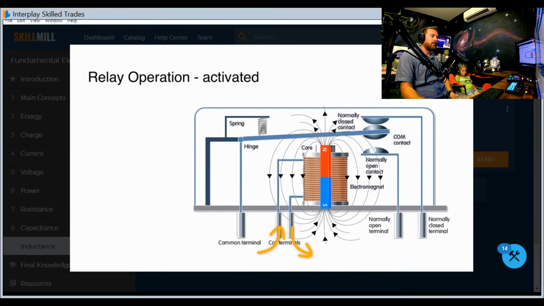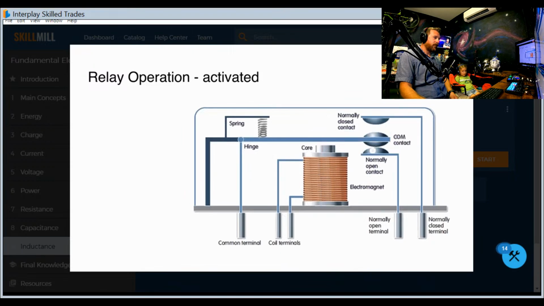But when current is applied to the coil circuit, then the electromagnet is energized. The iron core inside the coil concentrates the magnetic field to have more strength, and the electromagnet pulls against the spring and brings the armature down, breaking away from the top normally closed contact and stopping that circuit, and making contact now with the lower normally open contact.